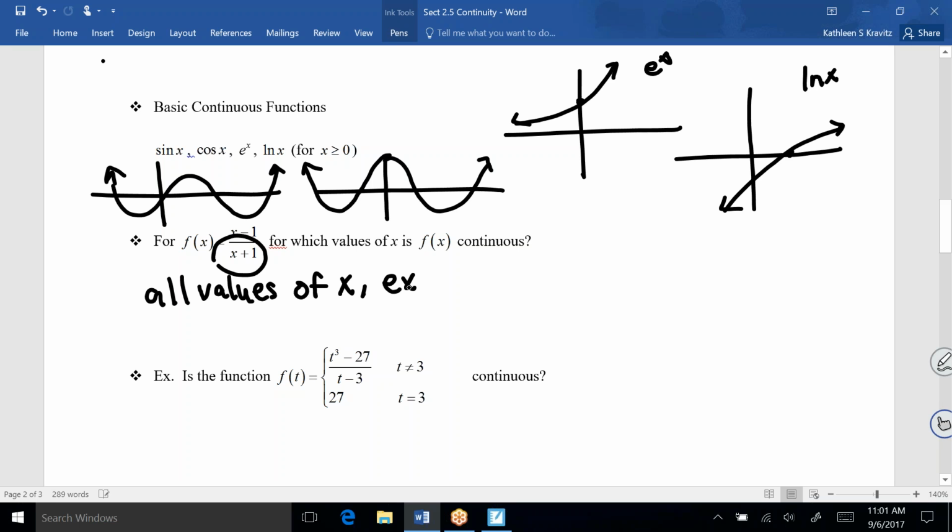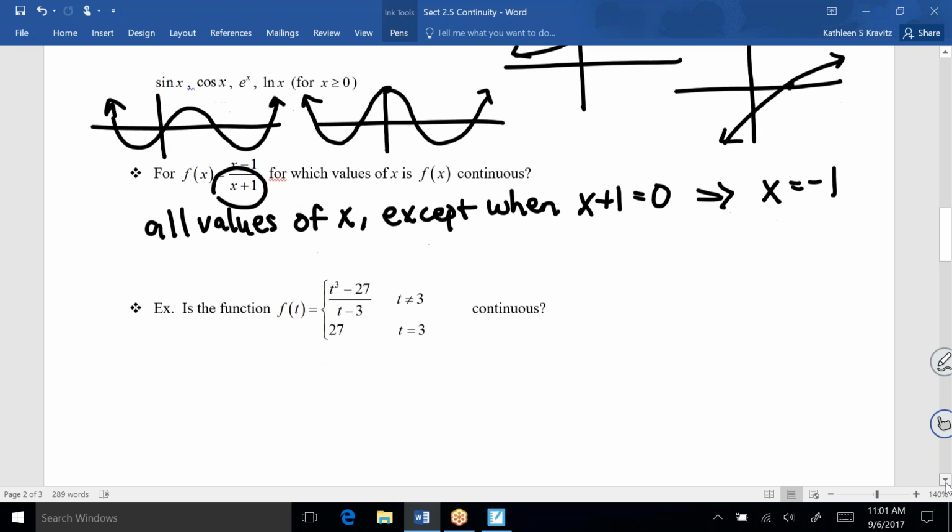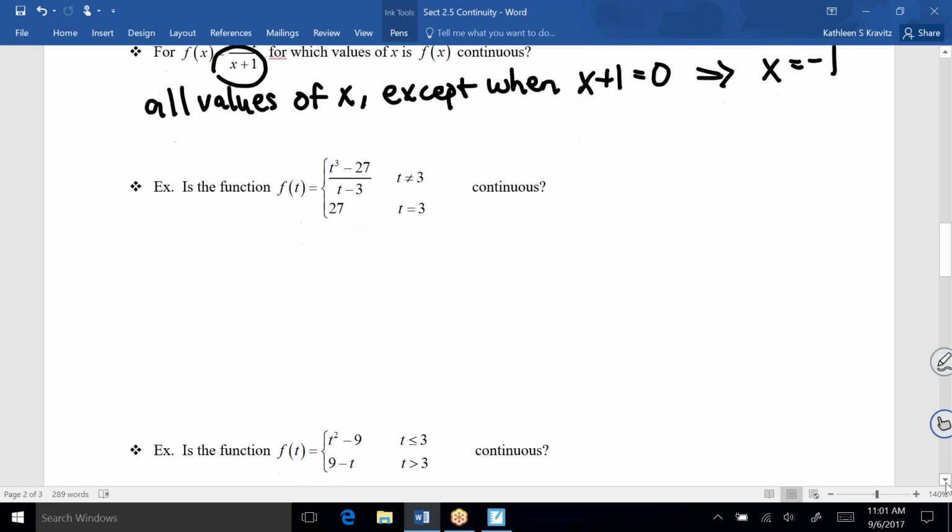So this is going to be continuous for all values of x except when that denominator is equal to 0. So it's going to be continuous everywhere except when x is equal to -1. All right, let's look at a couple more functions here and see if we can determine if they're going to be continuous.